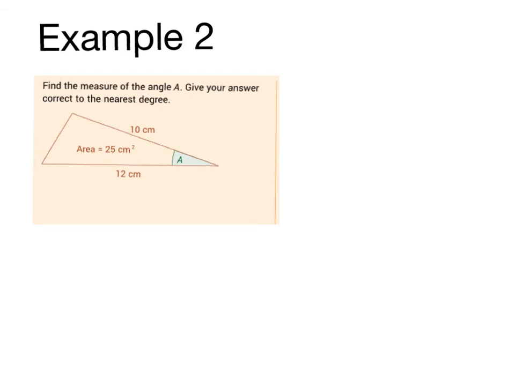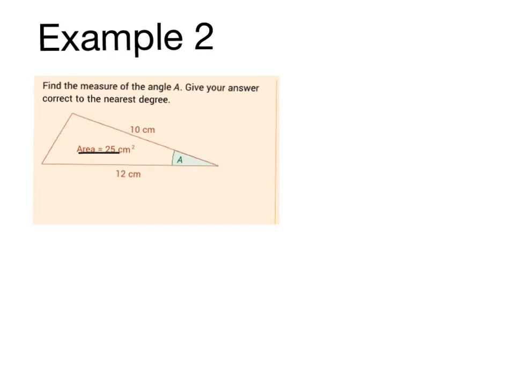All right, example number 2, you could probably guess this is what was coming up next. It's where we're actually given the area and we have to work backwards and find an unknown. So in this case, we're told that one of the sides of the triangle is 10 centimetres, one of the other sides is 12 centimetres, and then the area is 25 centimetres squared. And we're actually asked to find the angle in between.